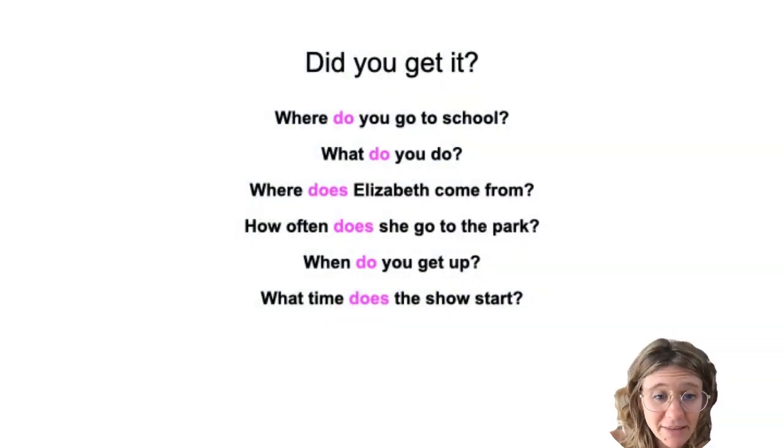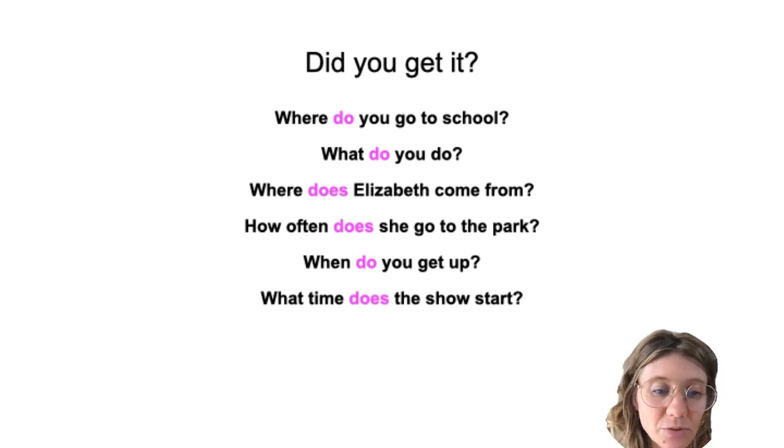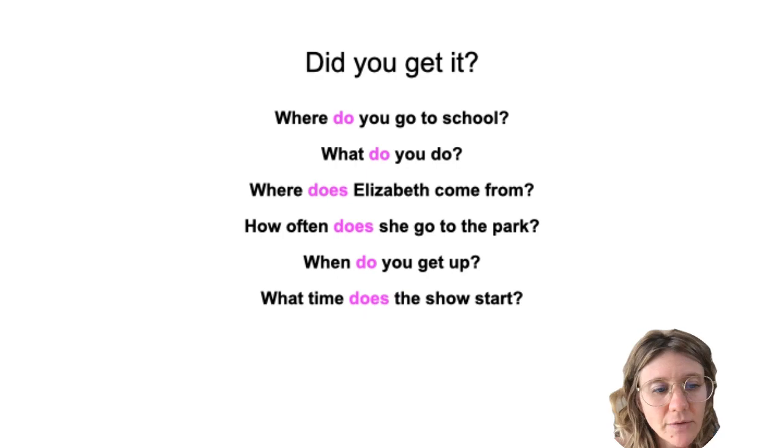Okay, so did you get the answers? Where do you go to school? What do you do? Where does Elizabeth come from? Again, we're using third person here, which means that we'll use does. How often does she go to the park? When do you get up? And what time does the show start? So making sure you're getting all of your answers right, and if you aren't, trying to figure out what you did wrong.